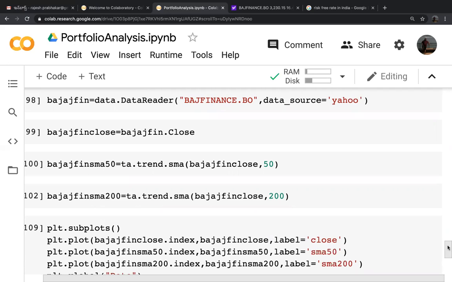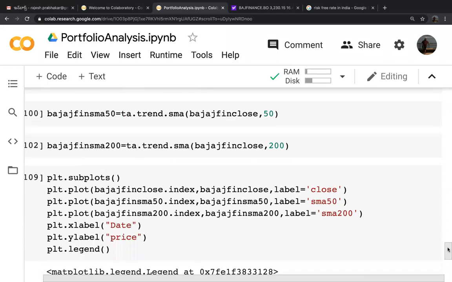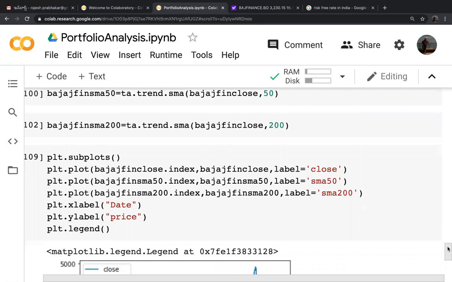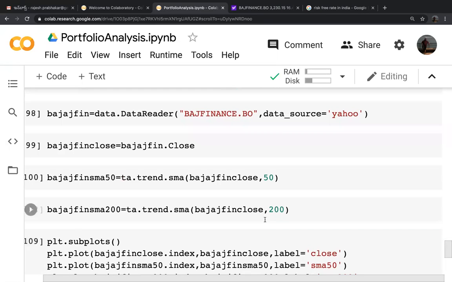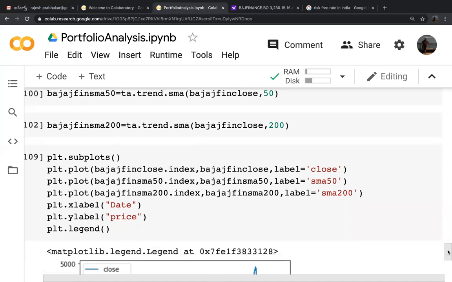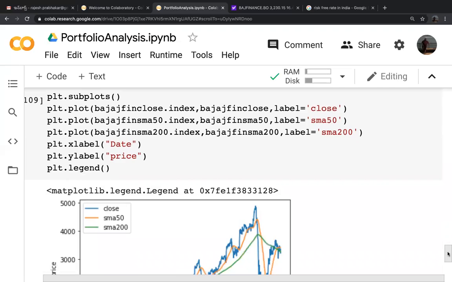TA.trend.SMA. In trend, you have a lot of indicators. So TA.trend. The TA package has a lot of indicators that we are using. So I have used the trend indicator here. So see here, we can see the trend indicator, TA.trend. After we use rolling window, we don't need to use rolling window if you are using TA. TA has a lot of predefined functions. And in technical analysis, we have different types of indicators.